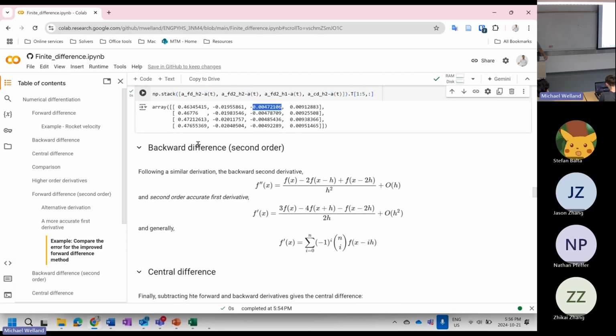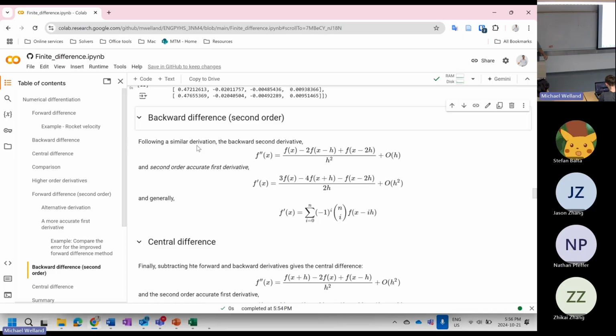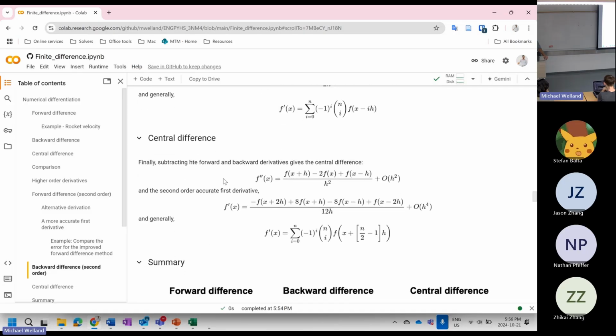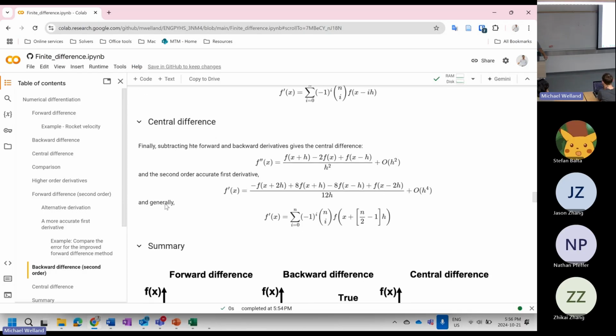I'm not going to go through the derivation. It basically follows exactly the same for the backward difference. There it is, second order accurate first derivative, and generally the same thing for the central difference. You just follow the same algorithm. You subtract the two, you cancel out your terms, and there you go. Second order accurate first derivative is this one, which gets a little bit messy, but actually still basically amounts to the same thing.